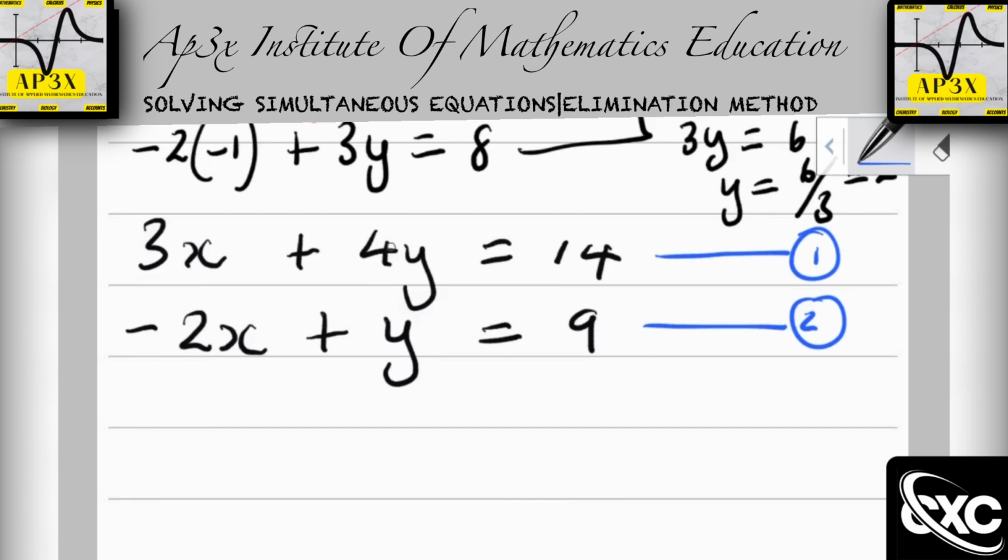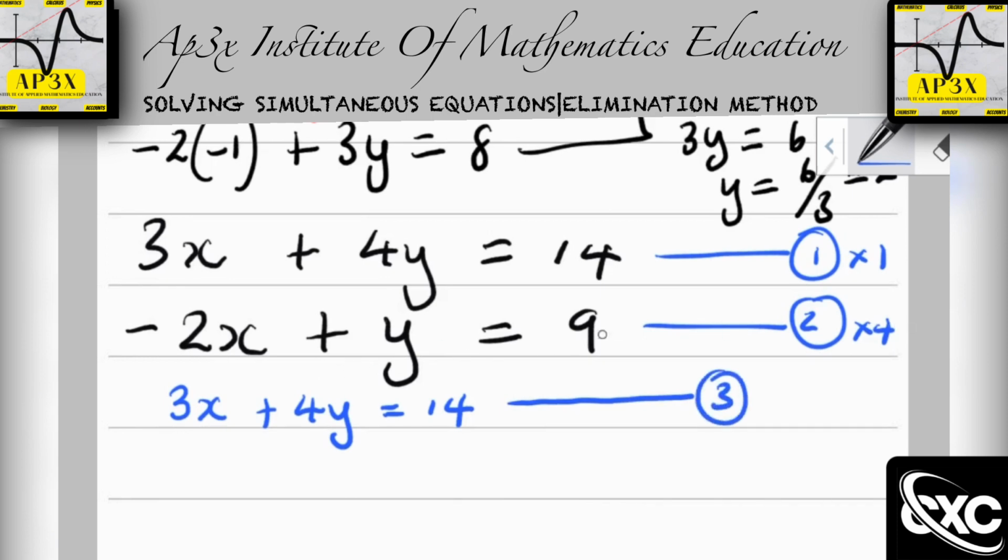So here, there's a 4. I'm going to multiply the bottom equation by 4. And there's a 1 in front of the y, so I'm going to multiply the top equation by 1. Now, according to the multiplication identity, multiplying an equation by 1 does not change the equation. So therefore, equation 1 is going to still remain as equation 1 here: 3x plus 4y equals 14.